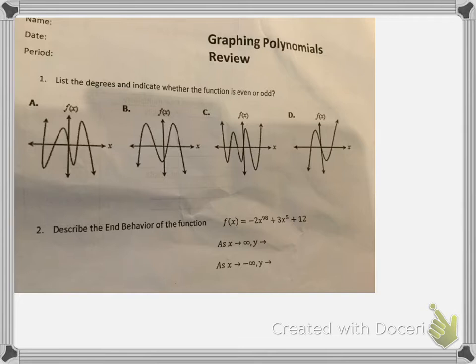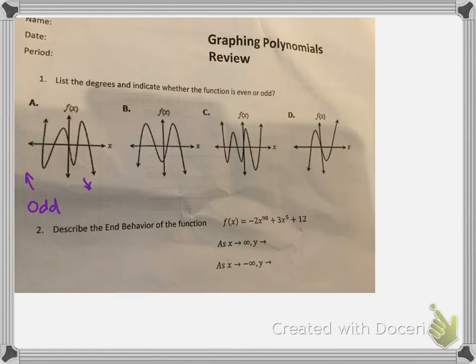Okay, so I'm working through the review for the test because that was kind of a request that I got. On this first one it says list the degrees and indicate whether the function is even or odd. On A we see that our arms are like this, so one's up and one's down. That means automatically we've got disco arms, so it has to be odd.